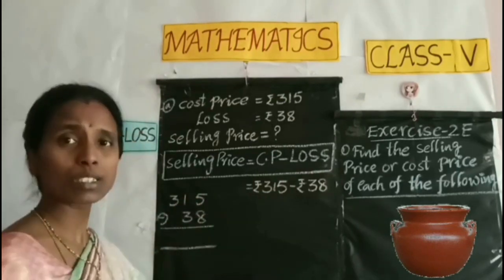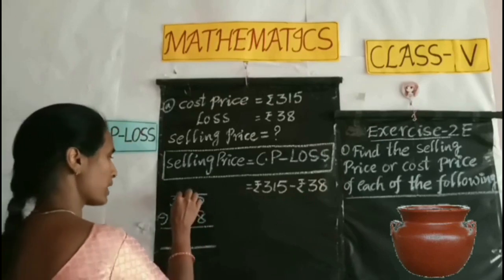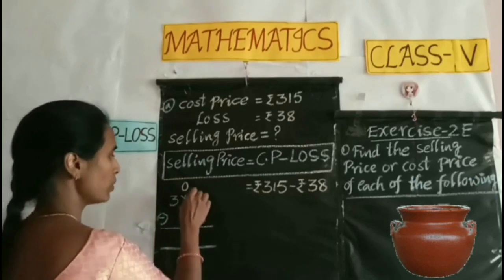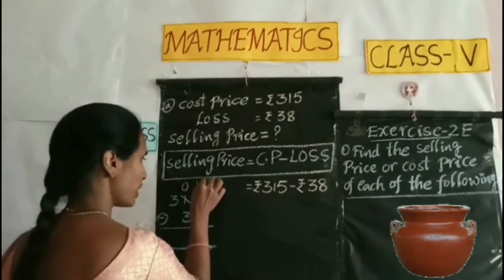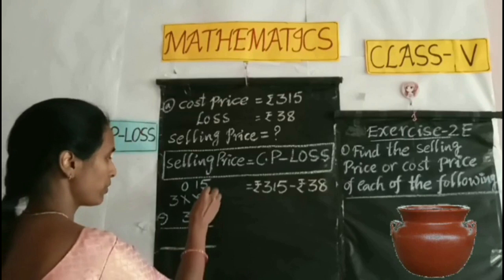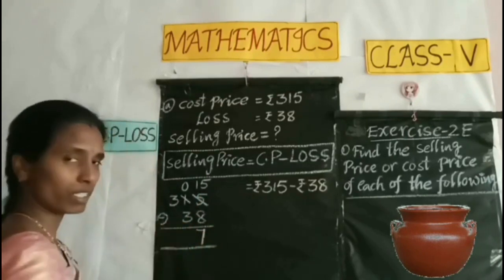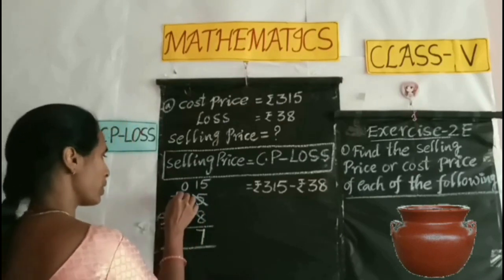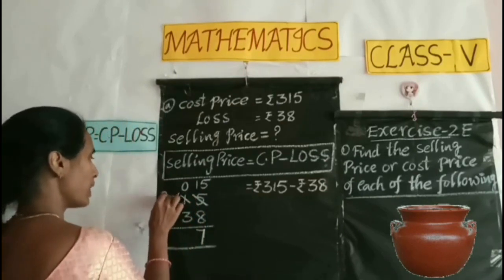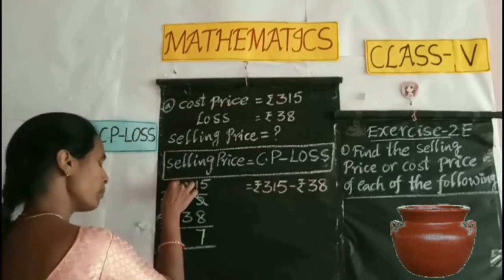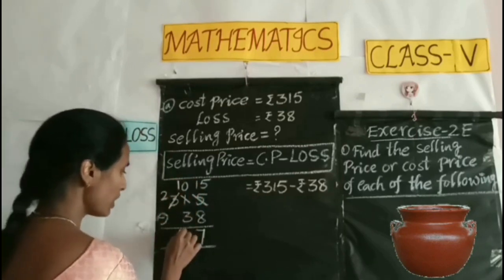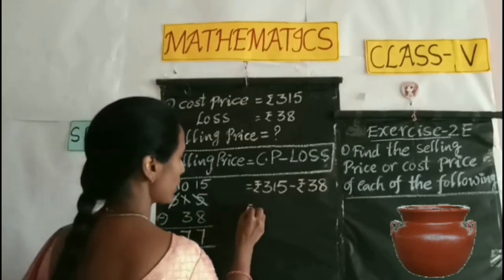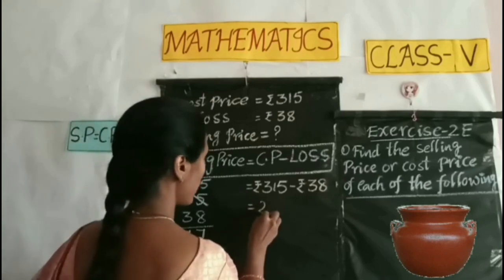5 minus 8 is not possible. So subtraction with regrouping. So regroup from the tens place. 1 will become 0. Here 5 will become 15 ones. Okay, children. 15 minus 8, 7. So here 0 minus 3, again not possible. Again regroup from the hundreds place. 3 will become 2. Here 0 will become 10. 10 minus 3, 7. 2 as it is. Okay. So children, what is the selling price of the pot?